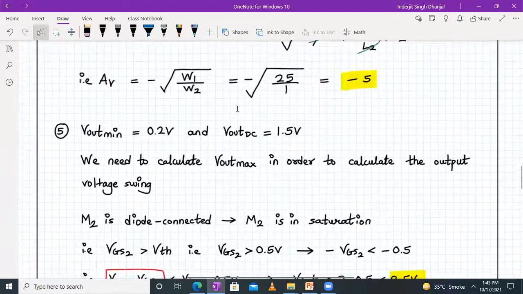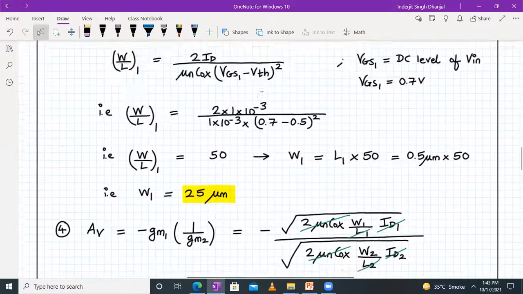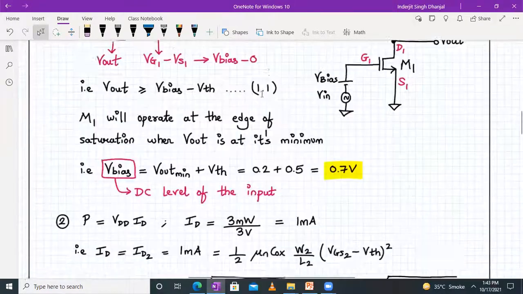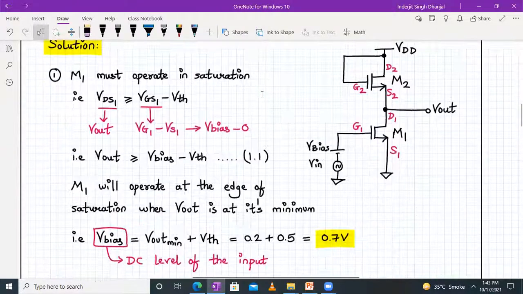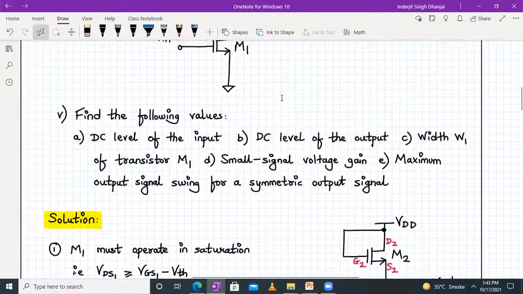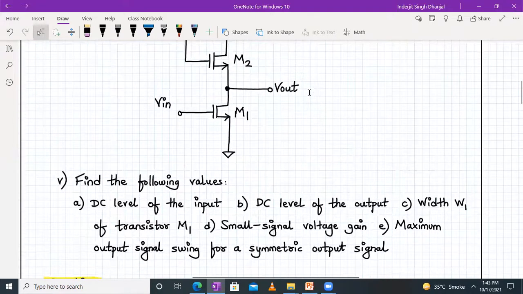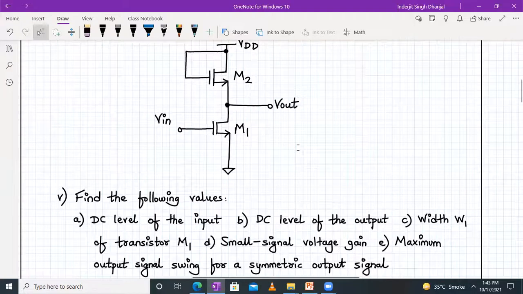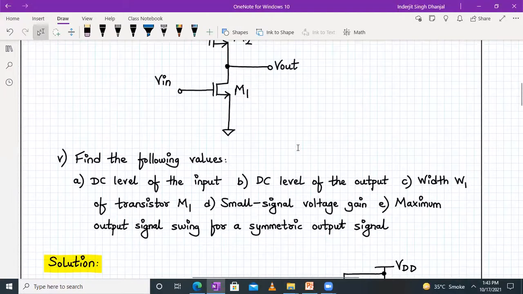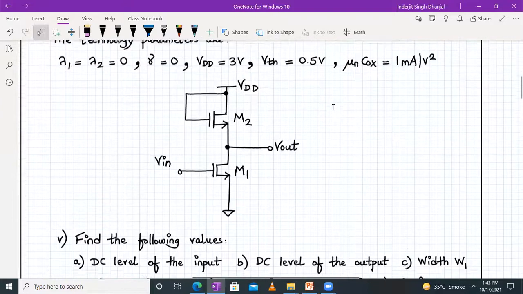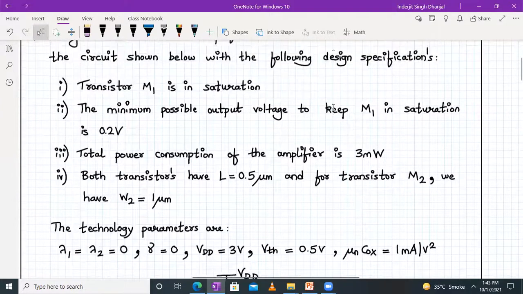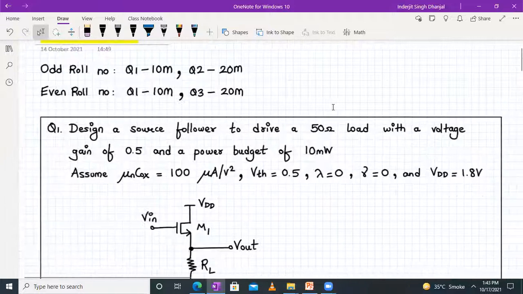In this way, we have discussed the solution of numerical number 3, which is again of 20 marks. In the exam, if they ask you, you have to explain this step by step. We found out all the levels and answered all the questions. First, we found the DC level of the input, then the DC level of the output, then the width of transistor W1, the small signal voltage gain, which came out to be minus 5, and then the maximum output swing for a symmetric output signal, which came out to be around 2 volt. Okay, so that completes the solution part of AVLSI IA1.